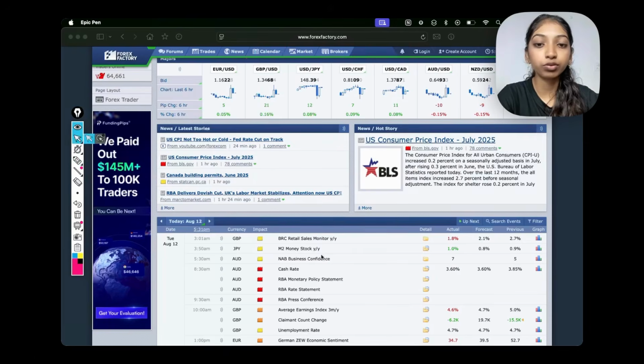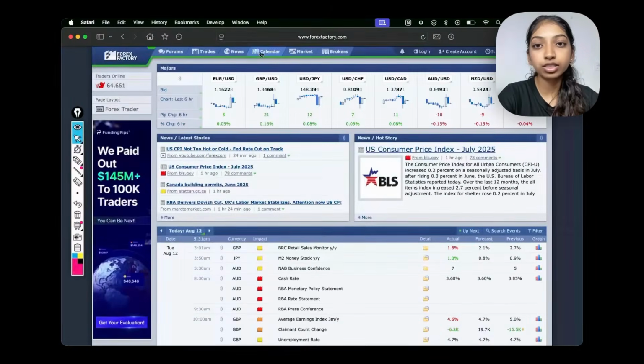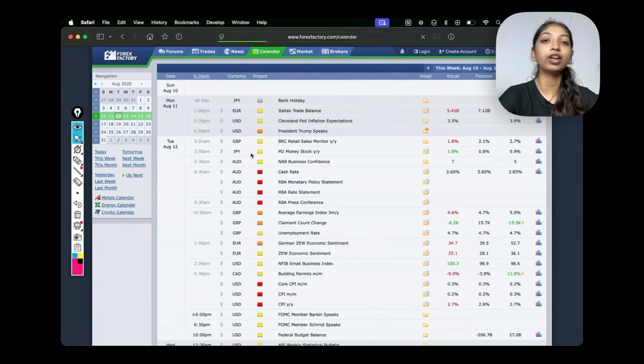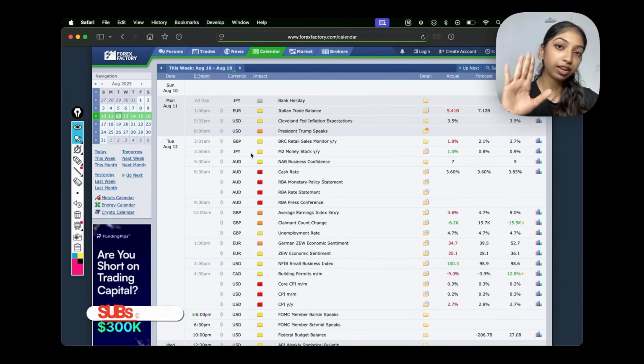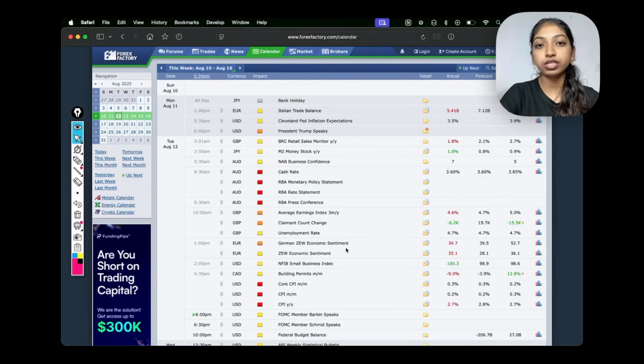This just gives you a full-on summary of what's going on. But this is the calendar tool, which basically categorizes on which specific day what news you have, at what time, and what the details are. So once you open up this page, this is how it's going to look.